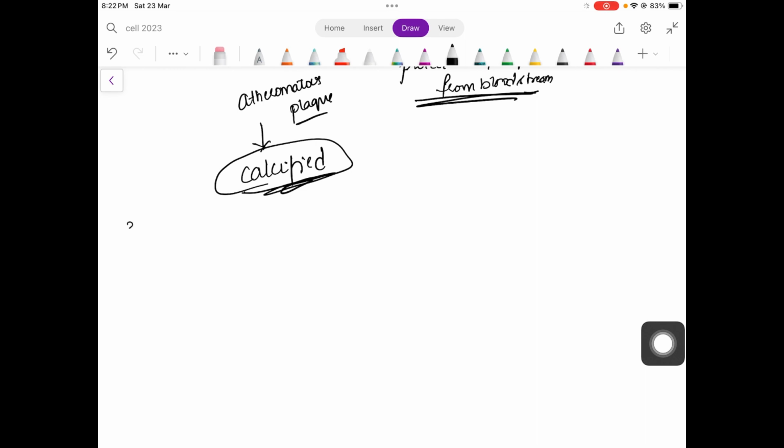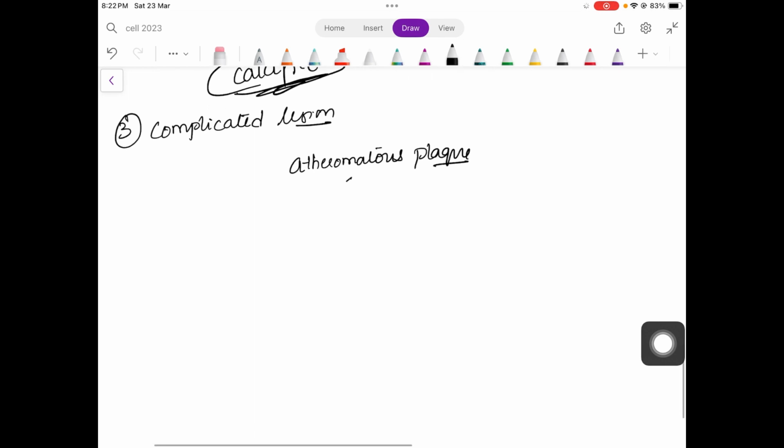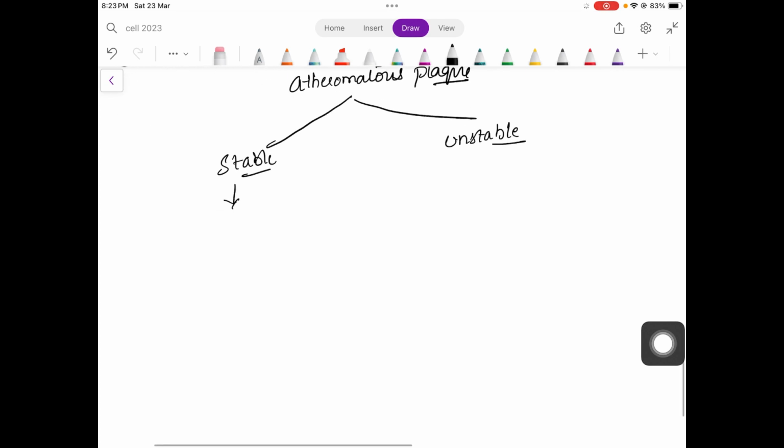And now we'll see the third event, that is formation of complicated lesions. These atheromatous plaques have two conditions. They can be stable or they can be unstable. These stable plaques are firmly attached to the subintimal space.